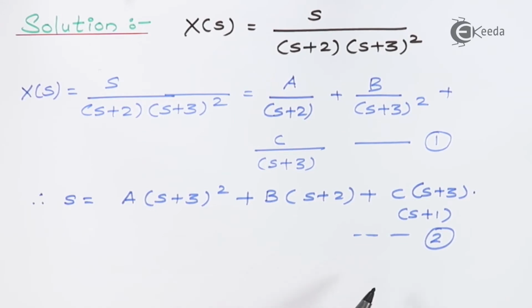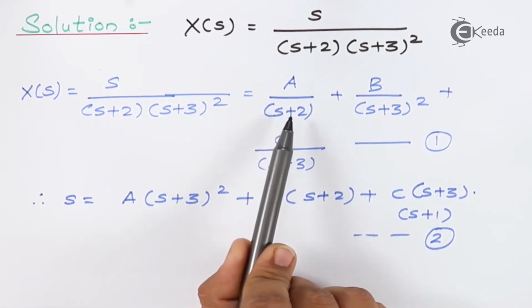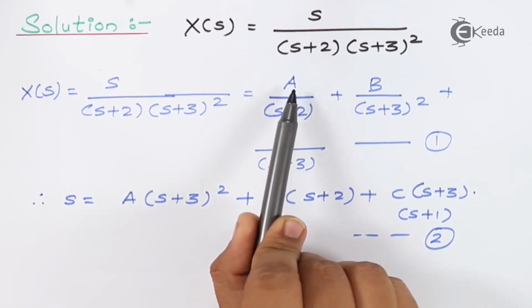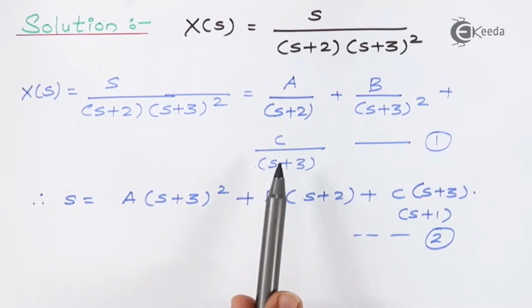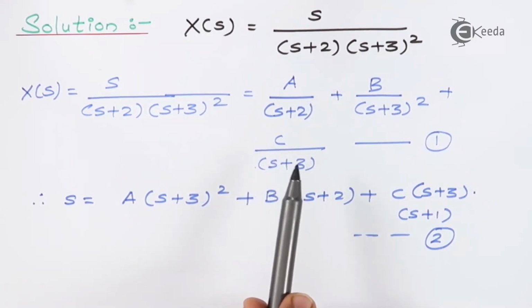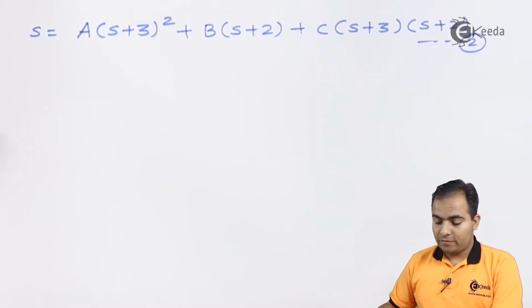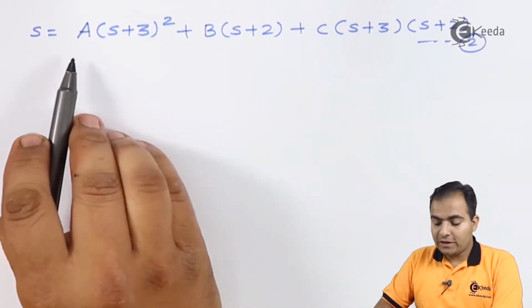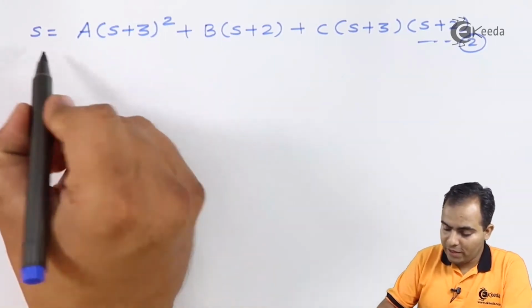So this is our equation number 2. Now what I'm going to do, I'm going to substitute s equals -2 to find out the value of A, then s equals -3 to get the value of B, and s equals 0 to get the value of C. So just look at here what I'm going to do. Now I'm going to substitute s equals -2 to find out the value of A in equation number 2.